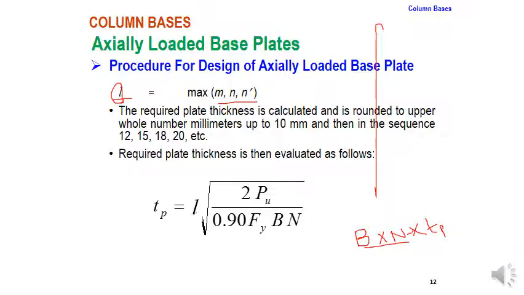TP formula is given. So nothing to do, you have the required plate thickness. So TP will be L into the square root of 2 PU over 0.90 Fy into B N. B N is already with you. PU is the given data, Fy is your given data, the yield strength of the steel of the base plate, and small l is given. So you can find out the thickness.